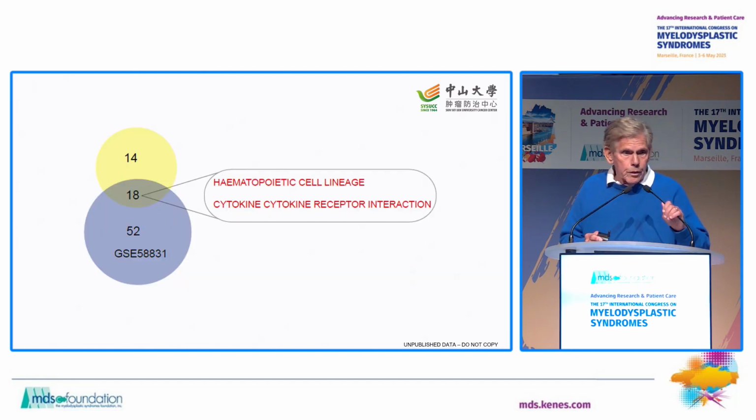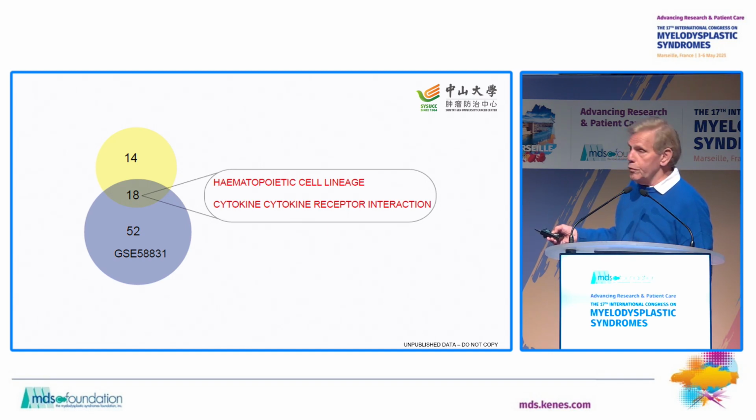Now, we had a very small data set, as I mentioned, and so the next thing we did was to focus our attention on a publicly available data set and then look for overlap between these two data sets. And we identified 18 genes that were predominantly either hematopoietic cell lineage-related genes or cytokine receptor interaction-related genes.